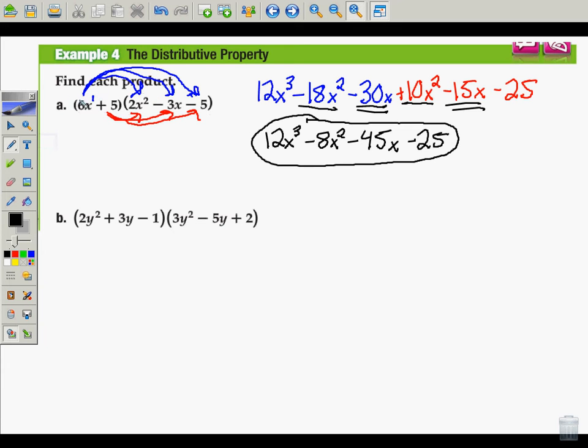We're going to take that exact same idea when we go to part B, except now I've got 3 pieces, or 3 parts, in my first piece, so I'm going to have to distribute 3 different times. So I've got 2y squared needs to be multiplied by everything. Then I'm going to have to multiply my 3y times everything, and I'll try to make it so these arrows don't all run together. And then I'm going to have to take my -1 and multiply it by everything.